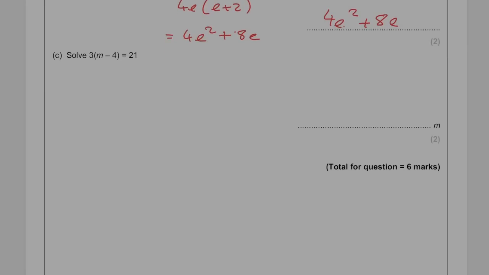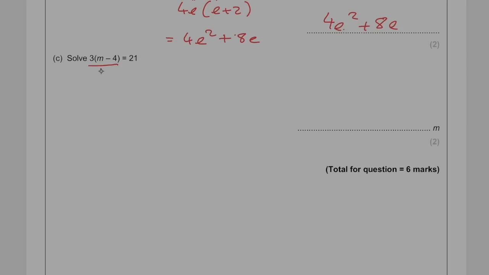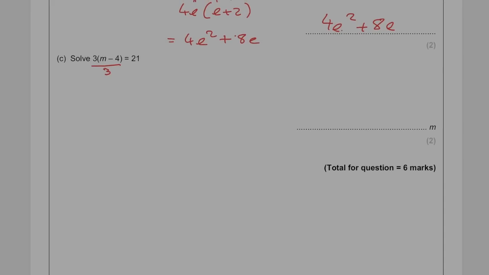And part C, solve. So I'm a big fan of whatever keeps things simpler. So rather than expand the brackets and then solve, I'm going to get rid of the 3 by dividing by 3 instead of expanding. And it doesn't matter if you've done it the other way. So that gives me m minus 4 is equal to 7. Add 4 on both sides. Gives me m is equal to 11.